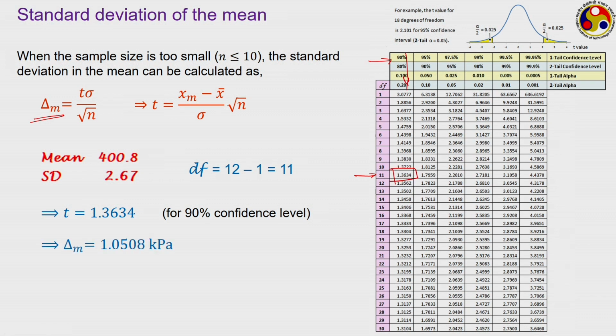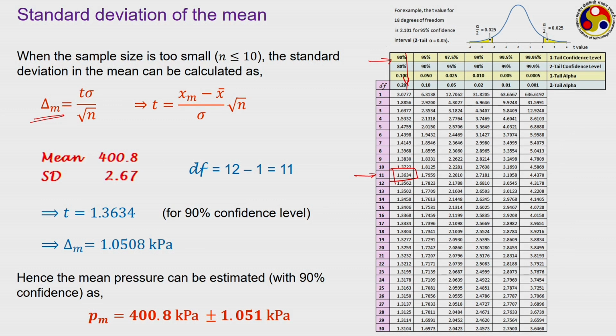So, that gives us a deviation of the mean of 1.05 kilopascal. So, here the mean pressure can be estimated with 90% confidence as 400.8 kilopascals, which we have already done, plus minus 1.051 kilopascals. So, this t test allows a way of calculating the mean itself, and once we know the mean, then we can go for the recalibration process to identify the standard bias present there.